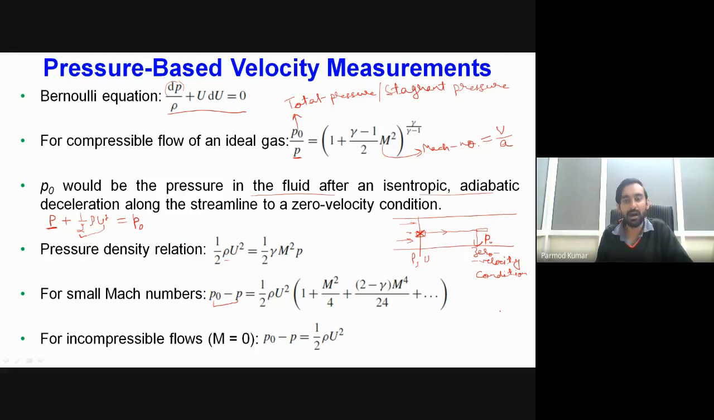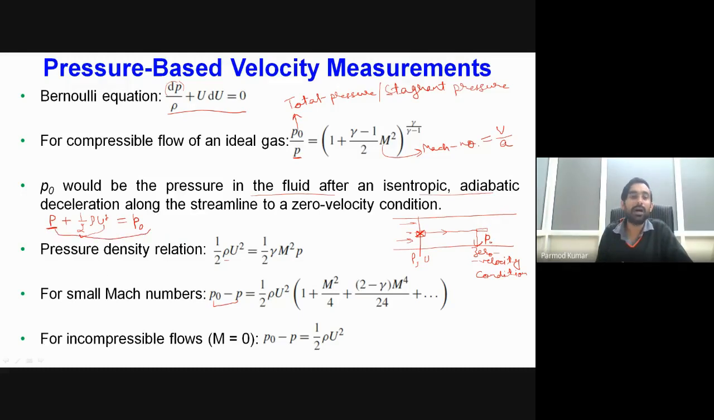Now, what will happen if we have an incompressible flow situation? Obviously, we consider that for incompressible flow our Mach number is very small. So for incompressible flow, the Mach number will become equal to 0, and in that case P naught minus P will be equal to half rho u square, which I have already explained in this particular equation.